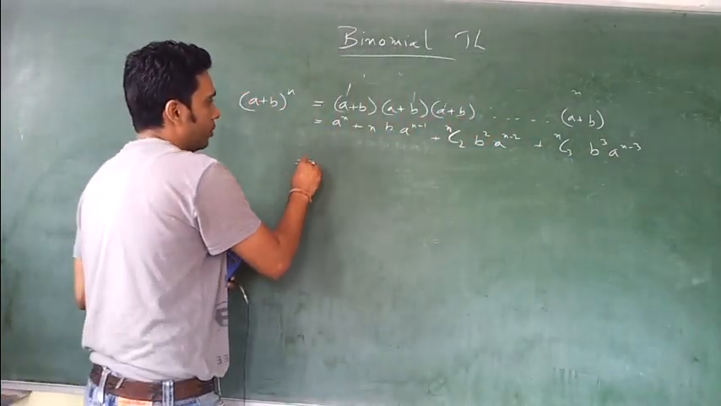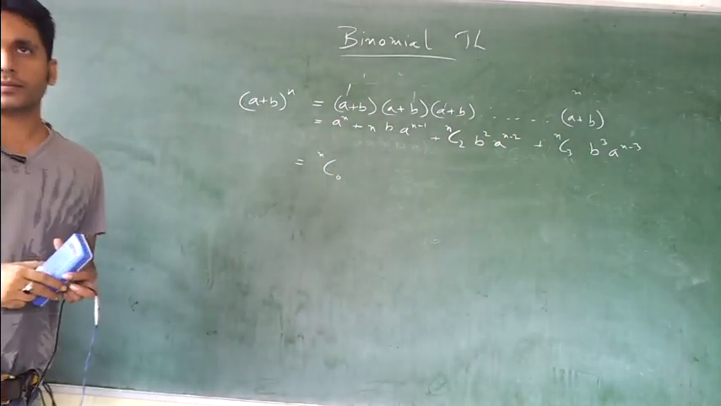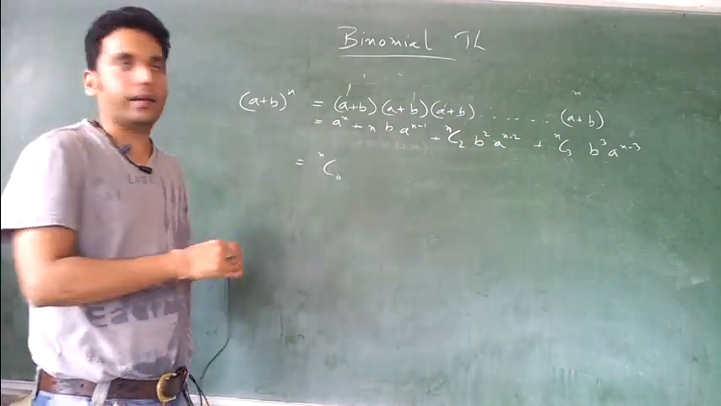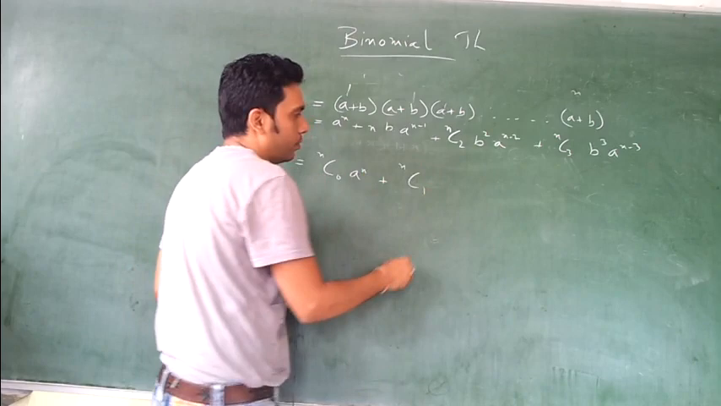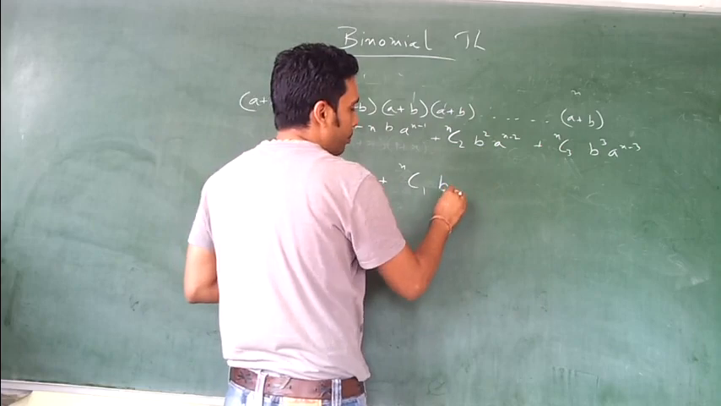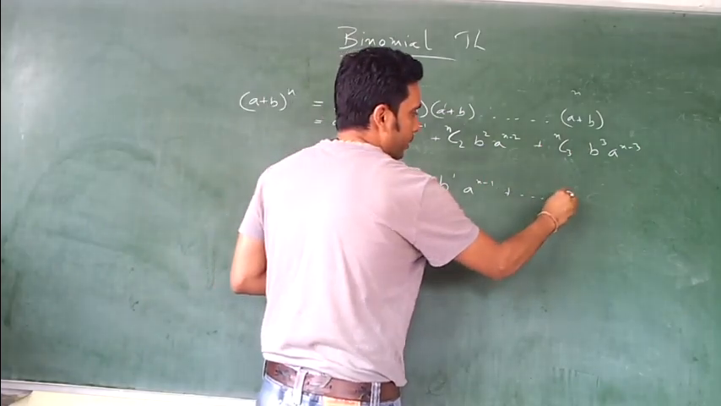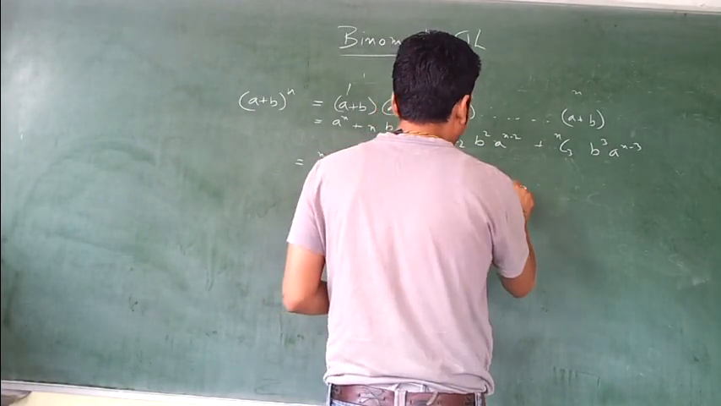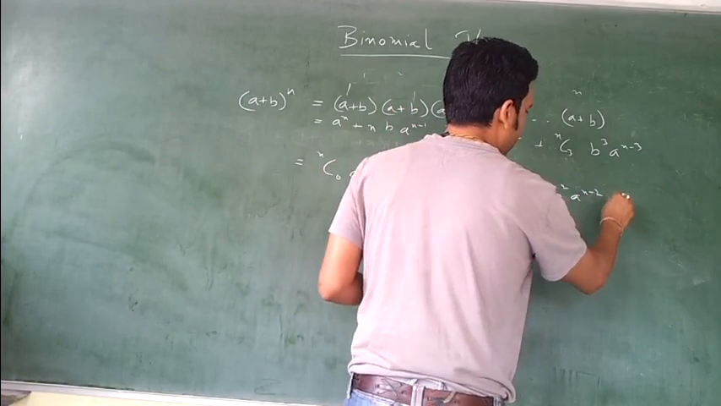The expansion is going to be, first is 1, I can also write NC0 for this, just to make the formula uniform, choosing 0 b's out of n. So it is all a power n. Next is NC1, which is equal to n itself, choosing 1 b out of n, b power 1 a power n minus 1. Like this it will go. Shall I write one more term? NC2 b square a power n minus 2, dot dot dot.